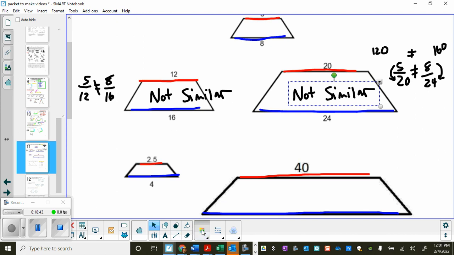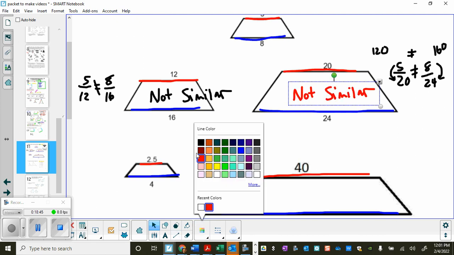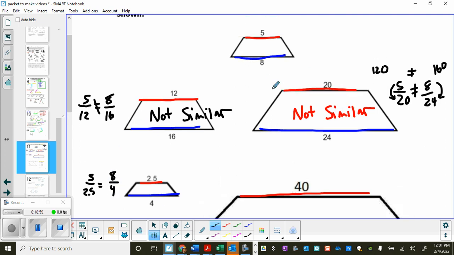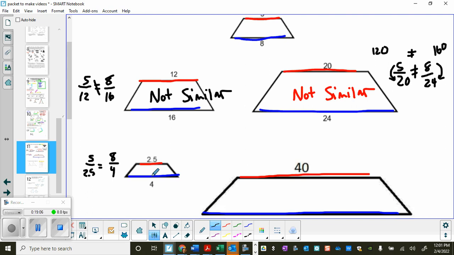All right, let's take a look at these bottom two. So again, red matches up. So we've got red to red. So the 5 with a 2.5. And now the 8 with a 4. This one is going to be similar. 5 gets cut in half to be a 2.5. And 8 gets cut in half to be a 4. So this is going to work out. This is going to be similar.